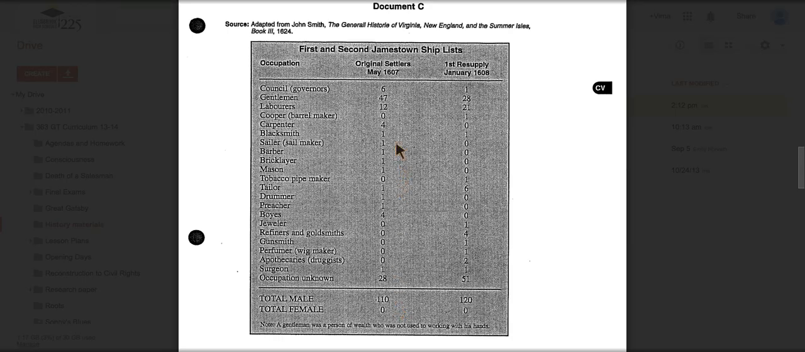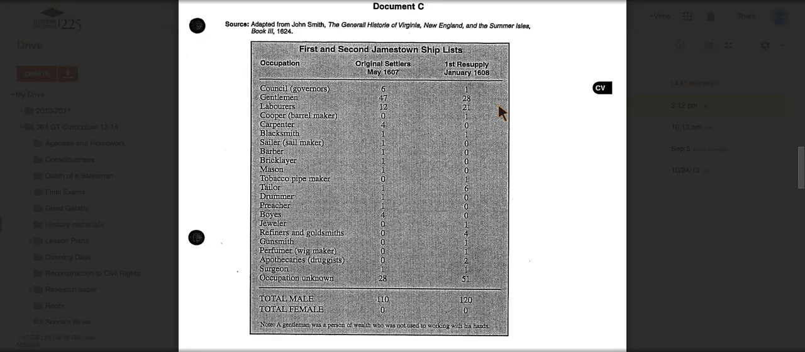What I might say to myself is, just from looking at this number, we have way more gentlemen, governors, and boys than we do of people who can actually try to make this colony succeed. People who can actually lay bricks, people who can actually build houses, buildings, barns, etc. And then I would say to myself, did that change in the year 1608? Remembering that the question is, why did so many colonists die at Jamestown?